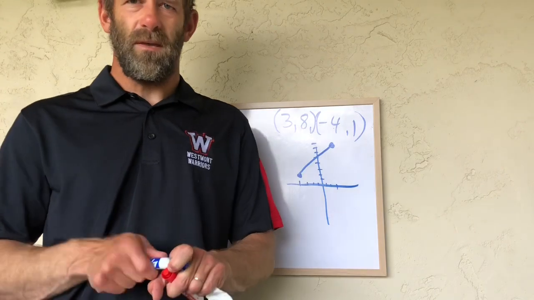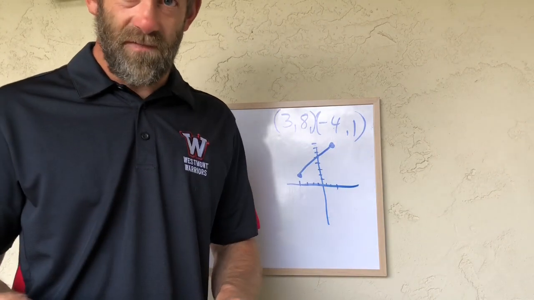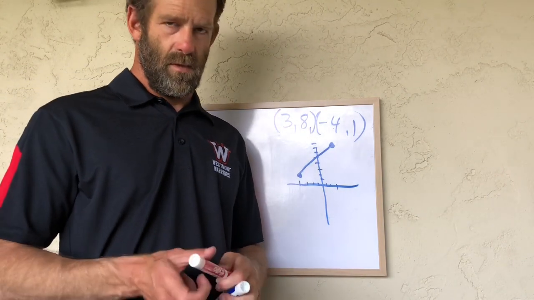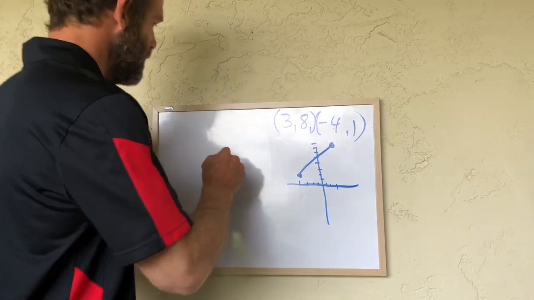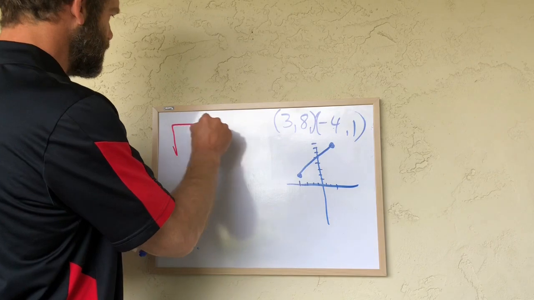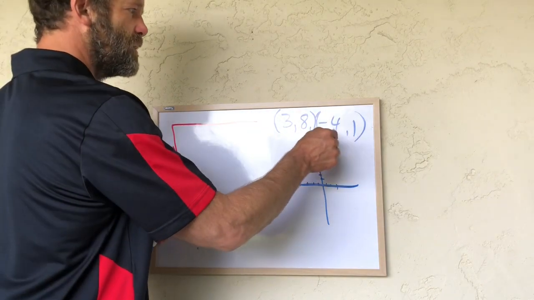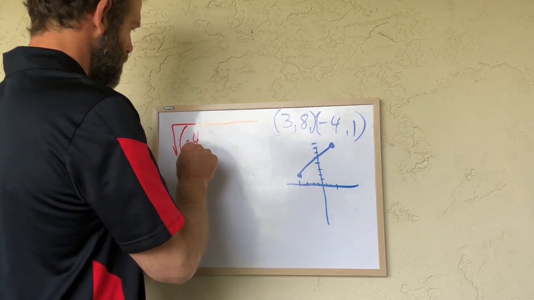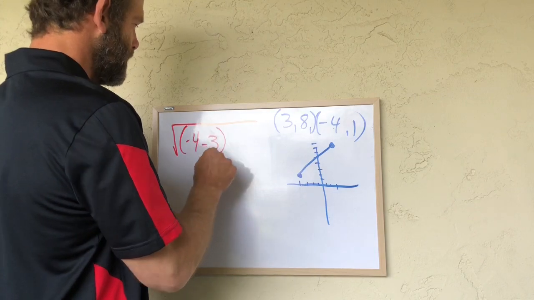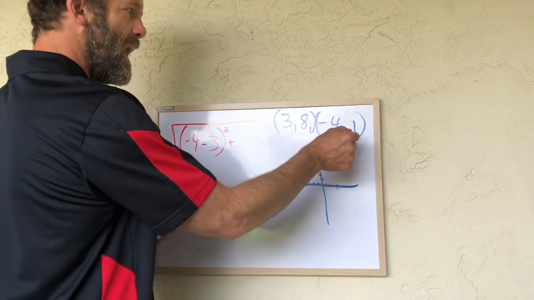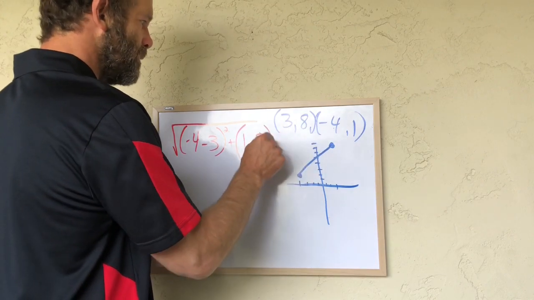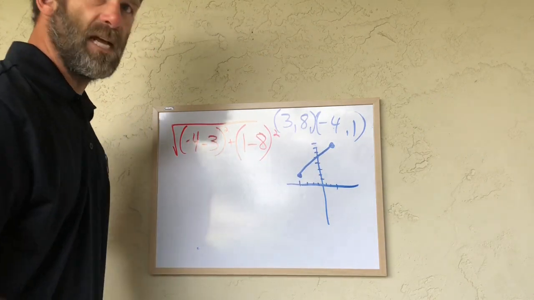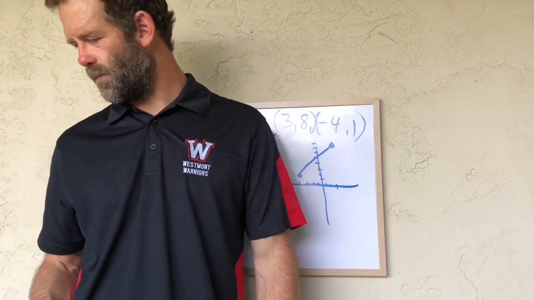There's a formula that you can use on your notes. I give you that formula. And I'm going to do this real quick. I'm going to show you a much easier way to do this. So the formula is the square root of x2 minus x1 squared plus y2 minus y1 squared. That's the formula from your notes that I give you.